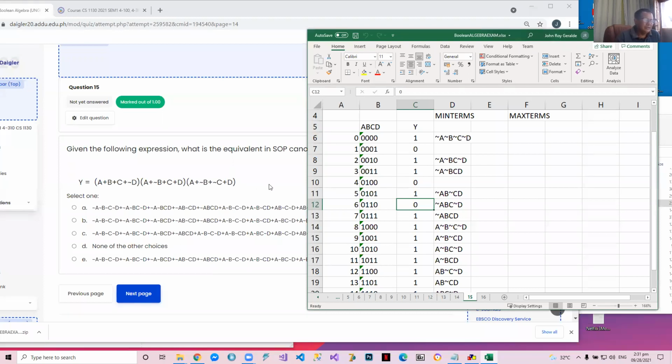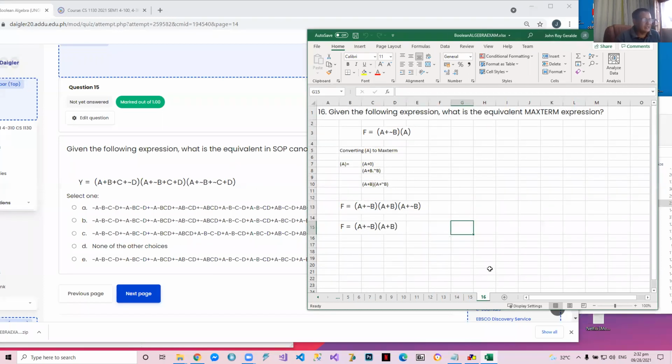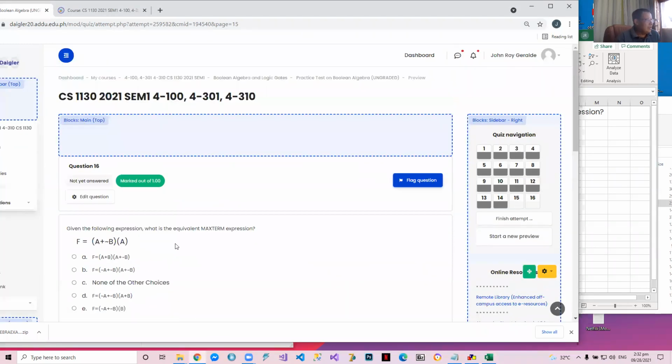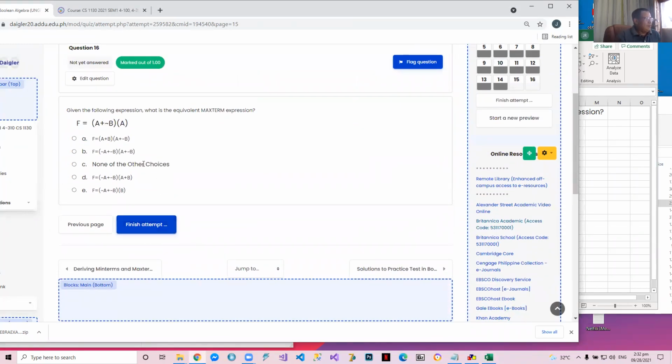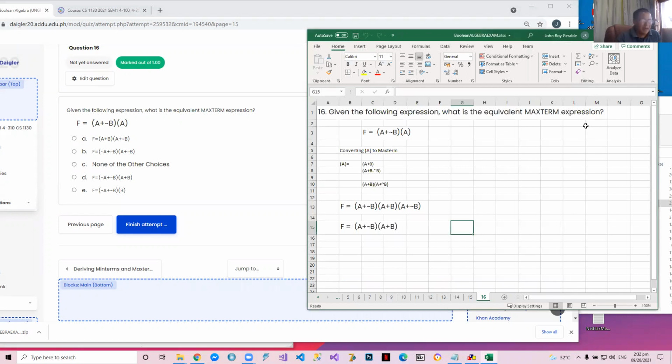Okay. I'd like to look at number 16. So number 16 ito. What's the following max term expression? Well, this is a simple expression, and if you are going to build this in logic circuits, this will take longer. Therefore, we'll just apply the Boolean algebra laws, no?